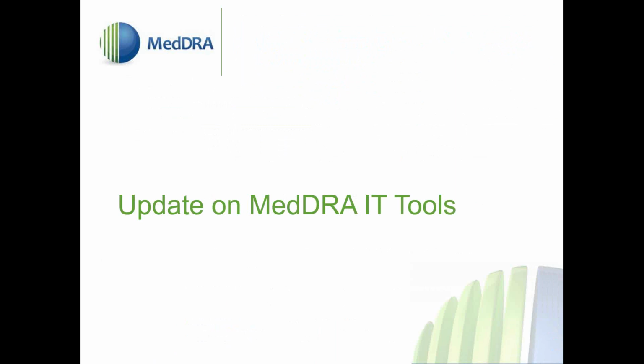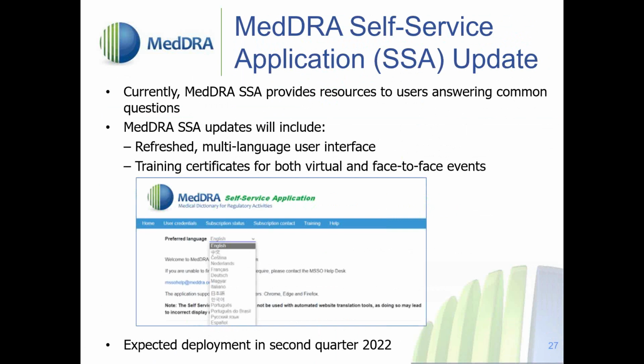Okay, now that we've talked about the MedDRA maps, let's talk a little bit about our updates regarding our MedDRA IT tools. Again, this is a result of user feedback, input and suggestions. Currently, as you know, the MedDRA self-service application answers various common questions that users have, very easy to find. For example, if you forgot what your MedDRA ID is, or you don't remember who the MedDRA point of contact is in your organization, you can turn to this SSA and immediately find the answer.